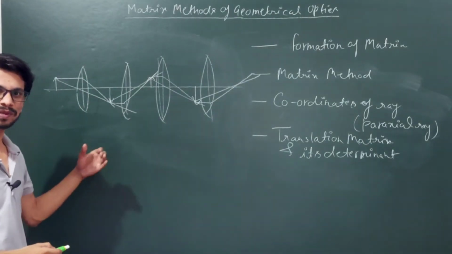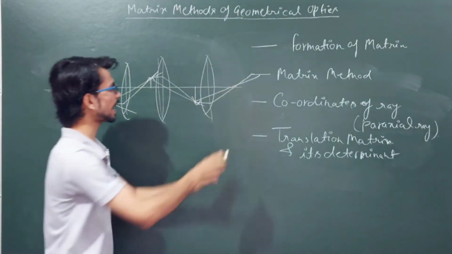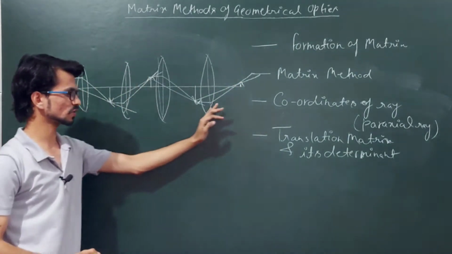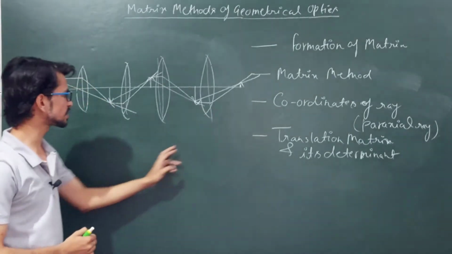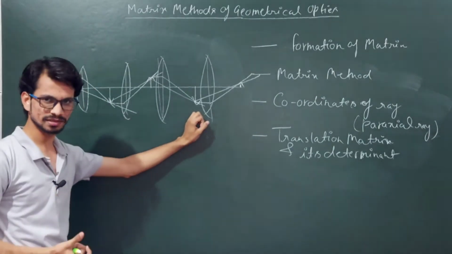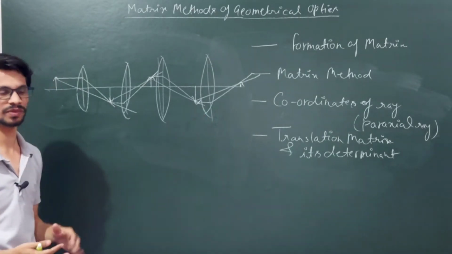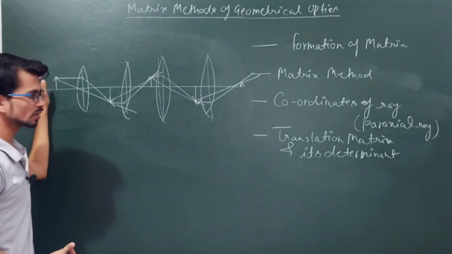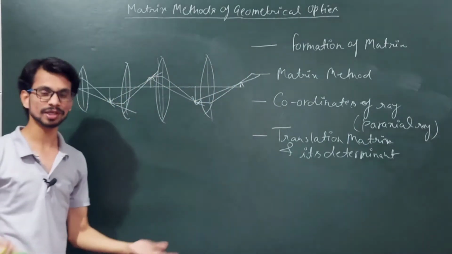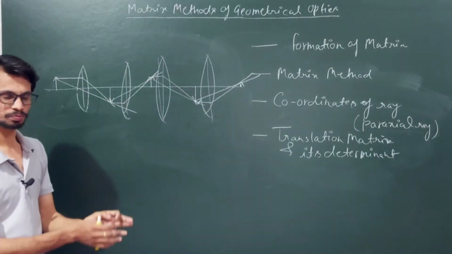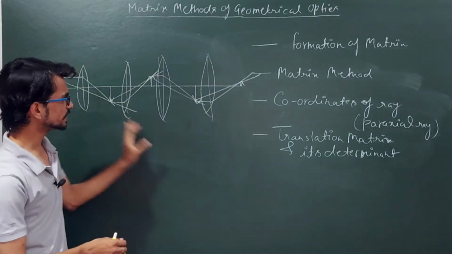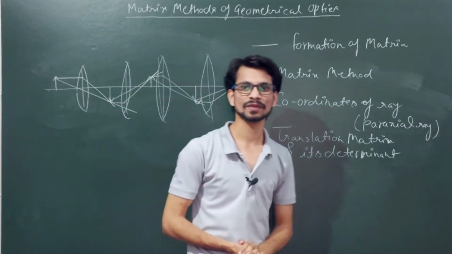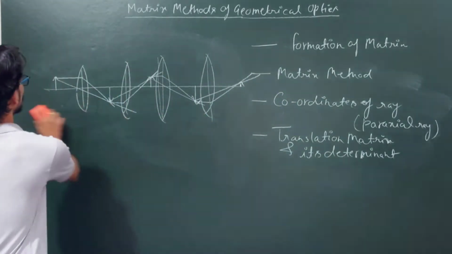Now you can see how much time I have taken to form the final image of this object by using simple laws of refraction. So this is a complicated, difficult and laborious process. It takes so much time to generate the final image of a particular object crossing a number of lenses or mirrors. So to get rid of these difficulties in forming the final image of an object, we use the matrix method. The matrix method is quite simple. How?